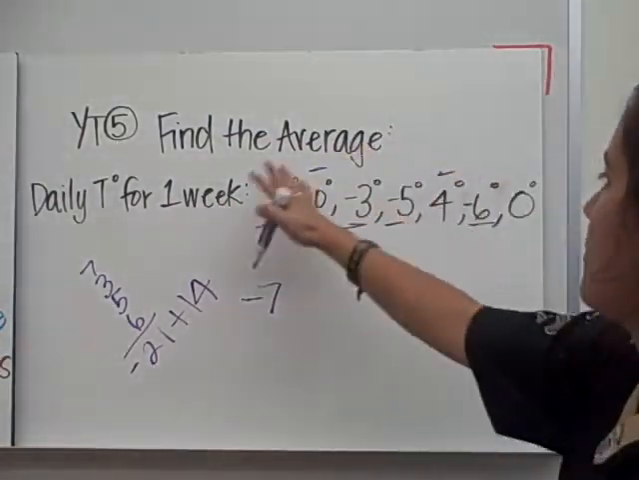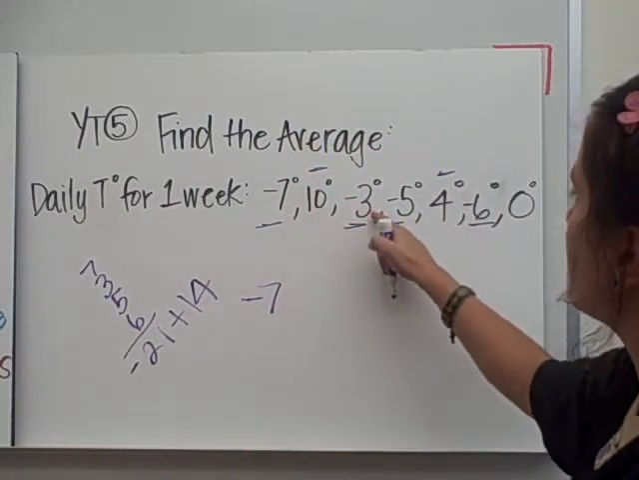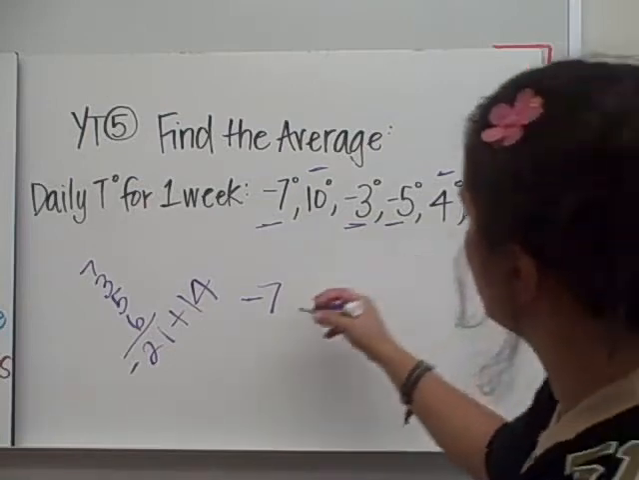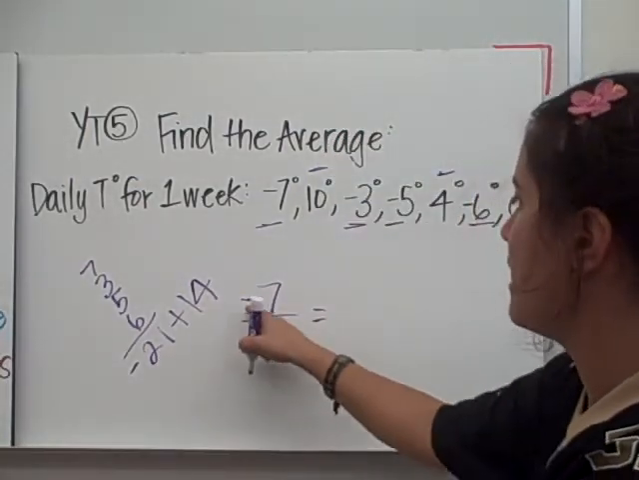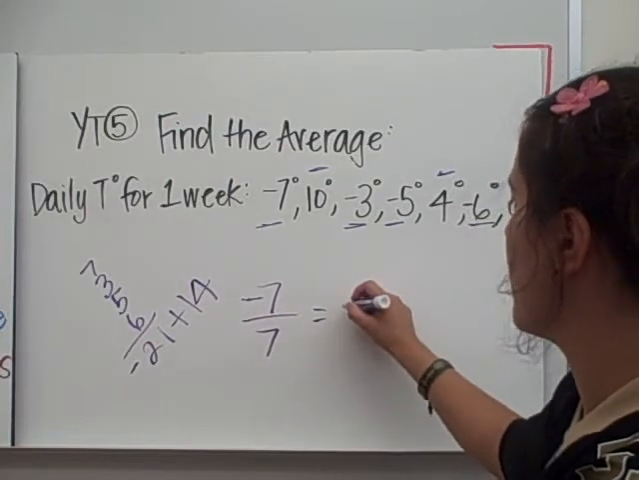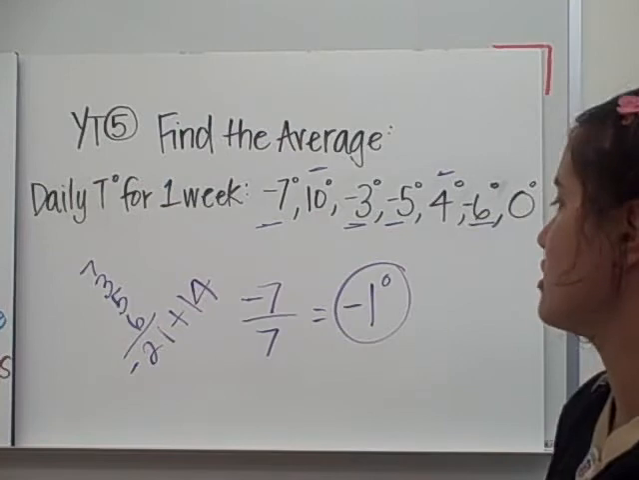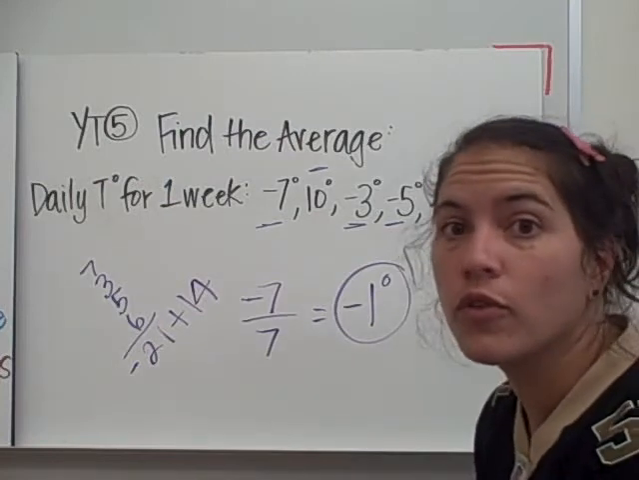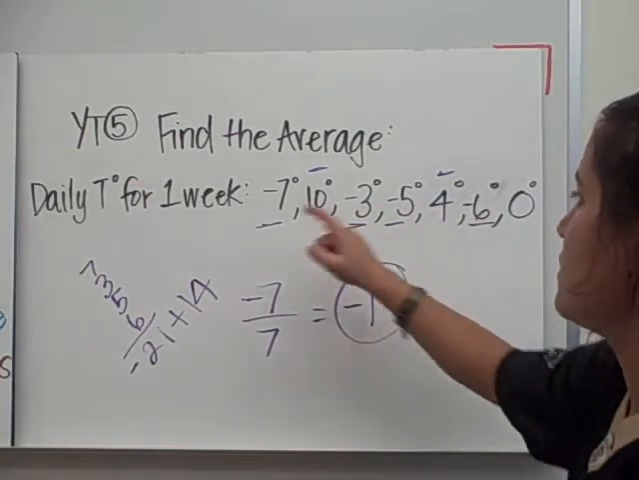So that is what I got when I added all these up. And I have 1, 2, 3, 4, 5, 6, 7 numbers. So I'm going to divide by 7. A negative divided by a positive is going to be a negative. 7 divided by 7 is 1. So that means the average is negative 1 degrees for the week. And I got that by adding the numbers and then dividing by 7.